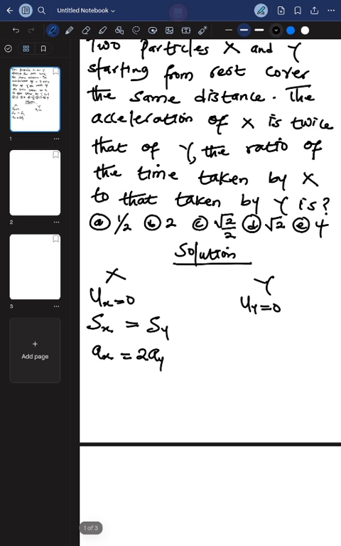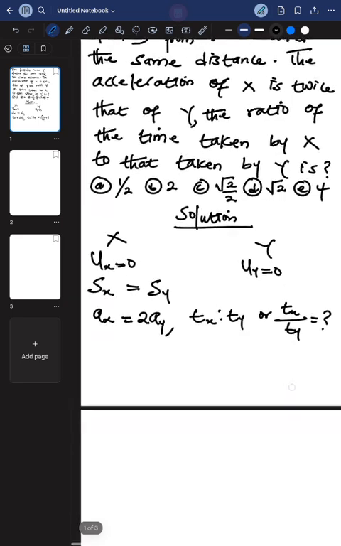Then let's move on. It says the ratio of the time taken by x to that taken by y. So now this is where the question is. So the ratio, that is tx to ty, or better still, you can say tx divided by ty is equal to what? So this is what the question is asking you to do. So we are to look for the ratio of the time taken. So what is the ratio of the time taken by x to that of y? Okay, now let's move on.